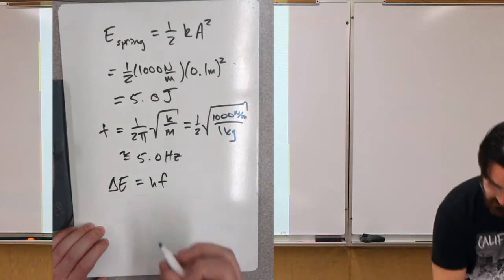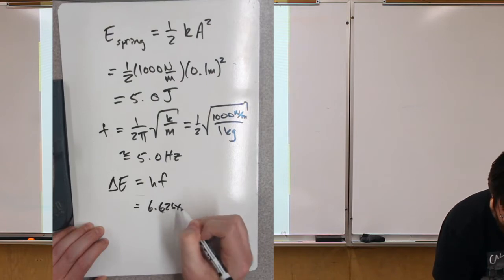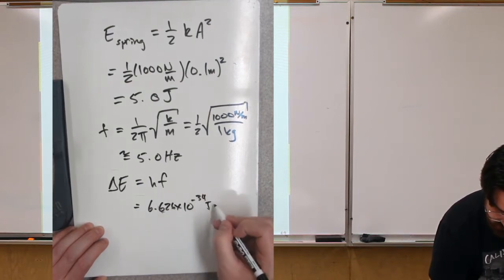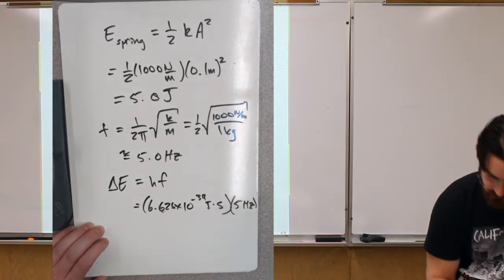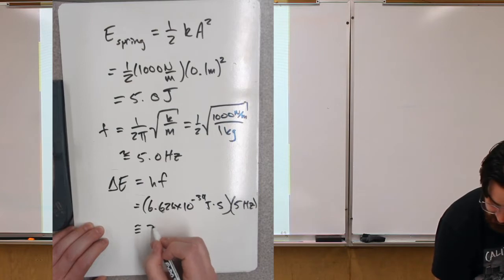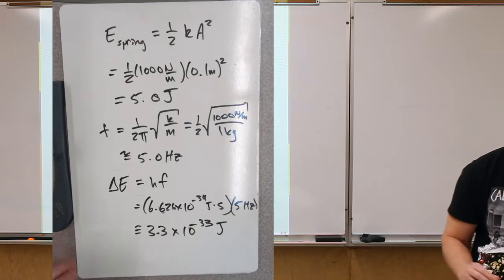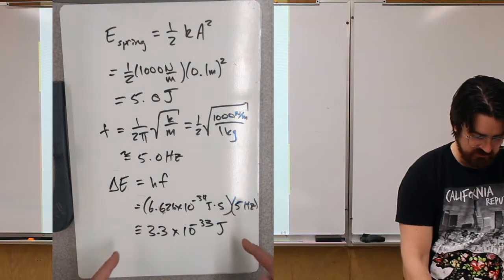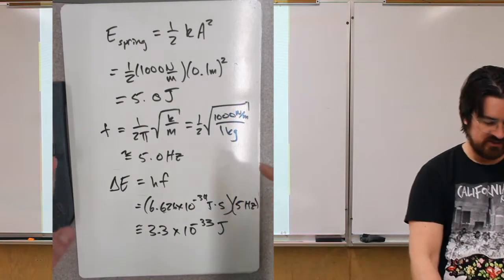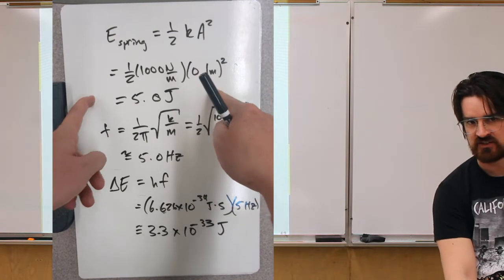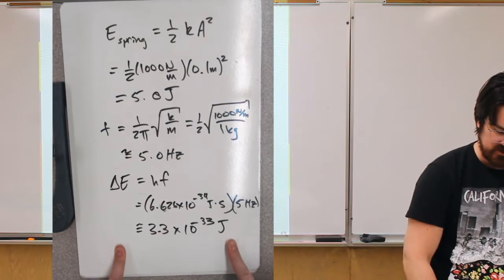Well, h times f. Remember, h is this 6.626 times 10 to the minus 34 joule seconds, times 5 hertz, the frequency. That comes out to be about 3.3 times 10 to the minus 33 joules. So this is the smallest unit of energy you could put into this oscillator. That is the energy that the oscillator has right now. This is almost nothing compared to that, right?